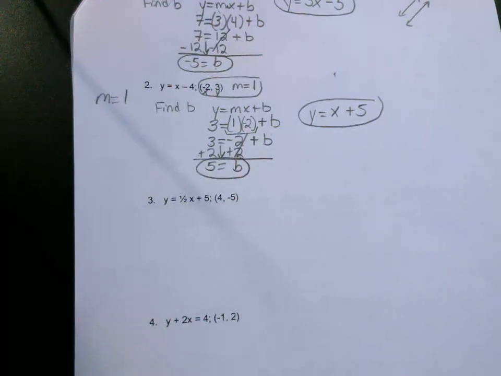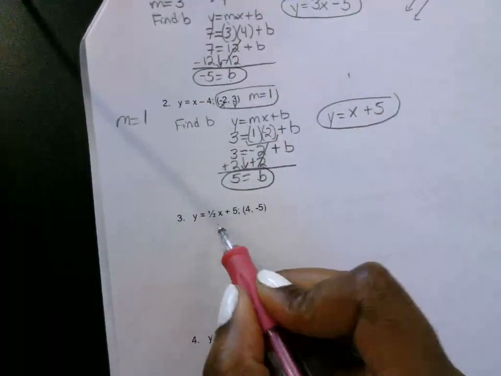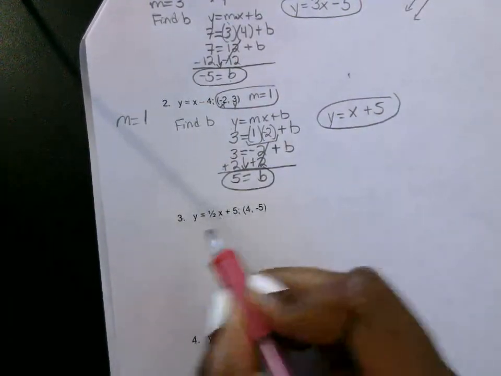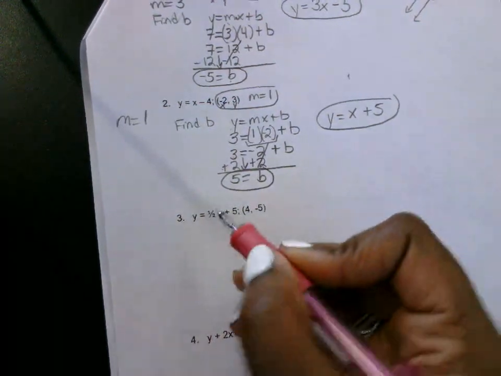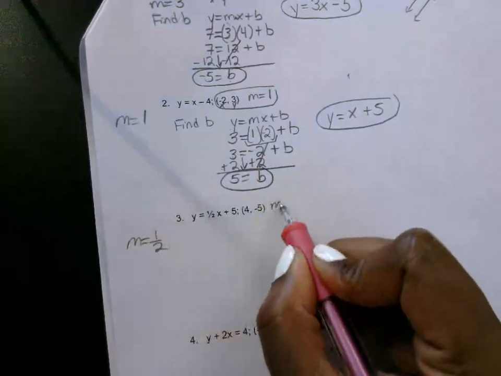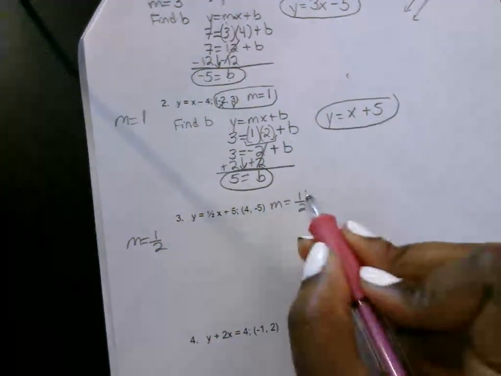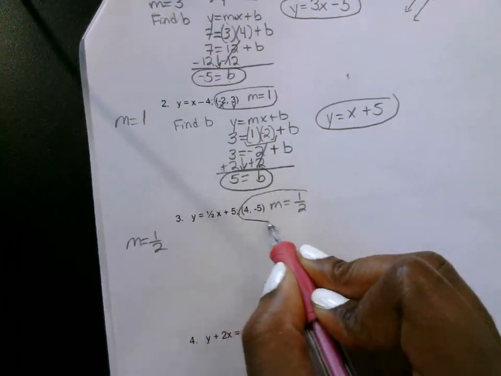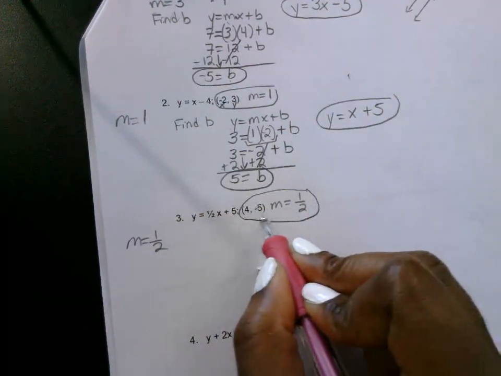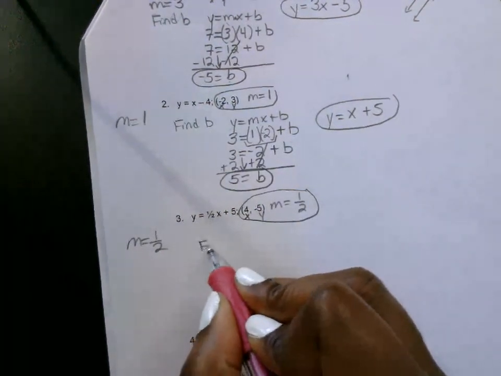Okay, let's look. All right, first thing we have to do here is identify what the slope is of this line. What is the slope in this equation? 1/2. So the slope of the other equation is also going to be 1/2. Parallel lines have the same slope. We're going to take this information because the second line has to go through this point. So we're going to take this information to find b.